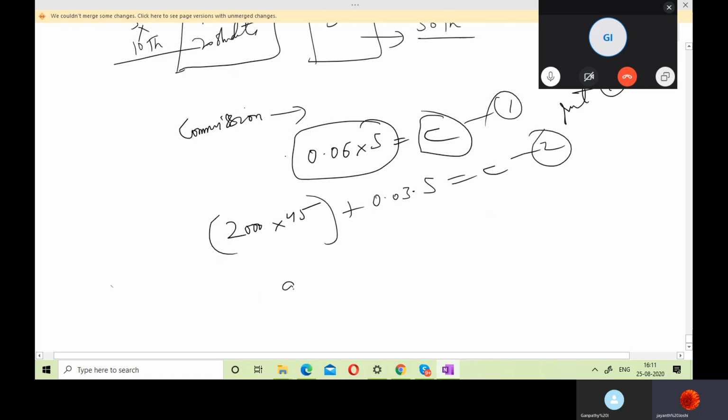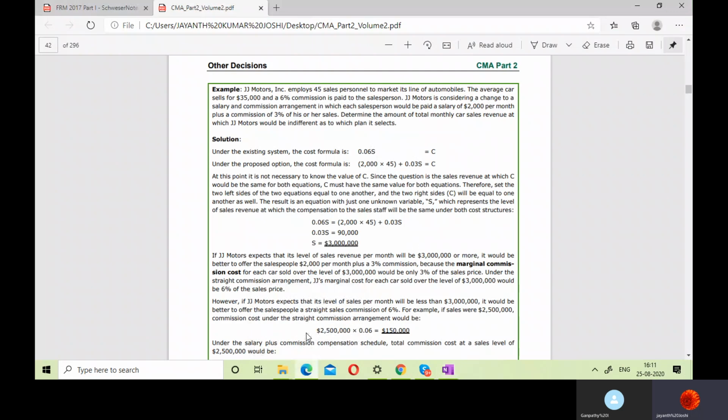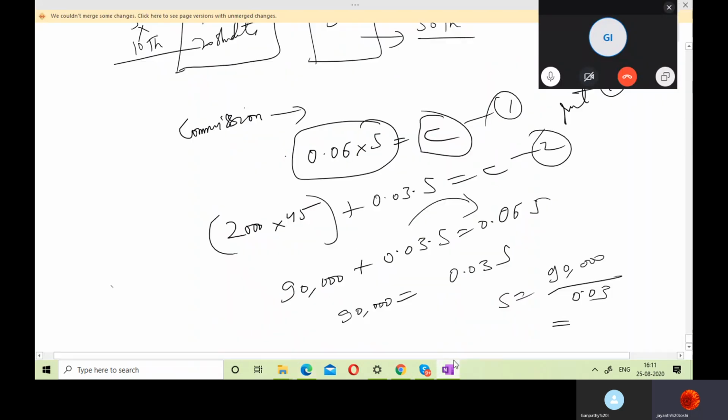So like this one will be 90,000, 0.03 S is equal to 0.06 S. Take this there, 90,000 is equal to 0.06 S minus 0.03 S is 0.03 S. Now S is equal to 90,000 divided by 0.03, you will get the sales value. That will be I think 3 lakhs something, 30 lakhs, sorry. So that 30 lakhs, 3 million. Okay, this is 3 million is the sales.